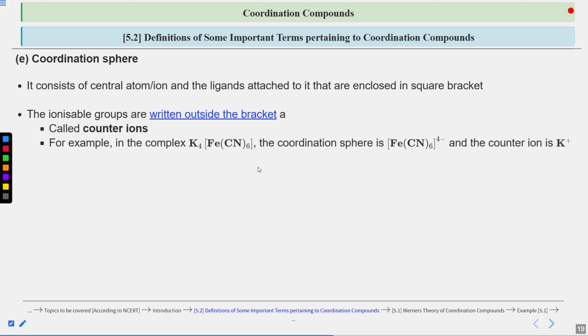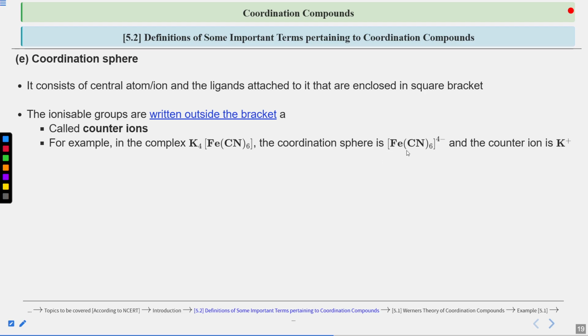For example, take the complex K4[Fe(CN)6]. The coordination sphere is the square bracket entity, the coordination entity, [Fe(CN)6]4-. How does the 4 negative come? When you remove the ionizable potassium groups, 4 of which are present, each potassium carrying +1, so +4, then -4 will come on this complex.